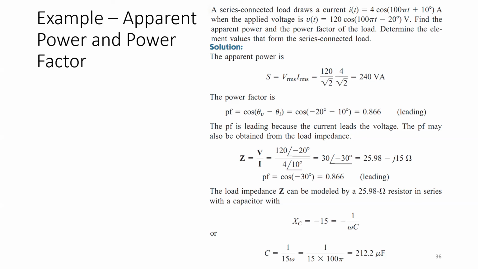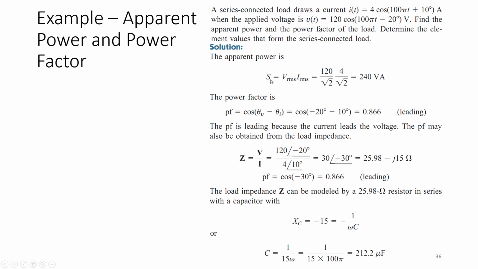A series connected load draws a current i of t equal to 4 cos of 100 pi t plus 10 degrees ampere when applied the voltage of 120 cos 100 pi t minus 20 degrees. Find the apparent power and the power factor of the load. Determine the element values that form the series connected load. So we need to find the apparent power, the power factor of the load, and the resultant impedance along with its values.